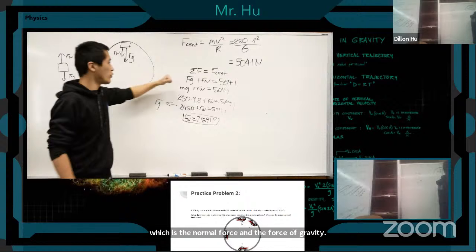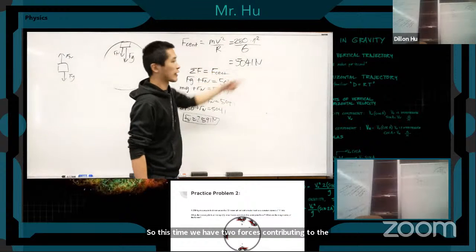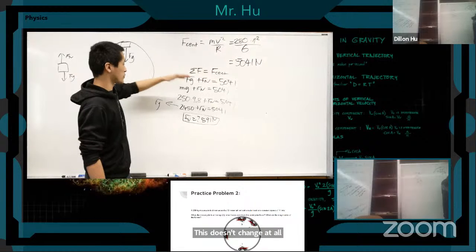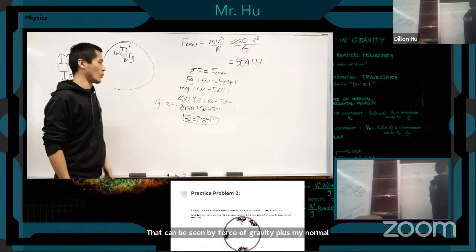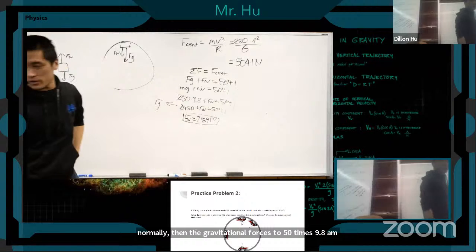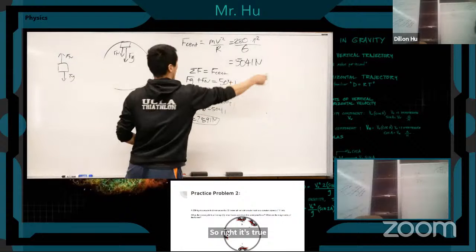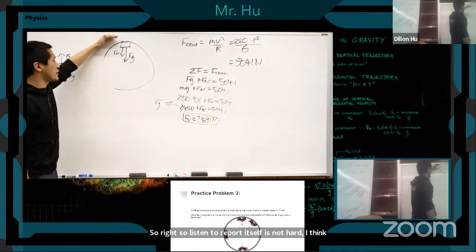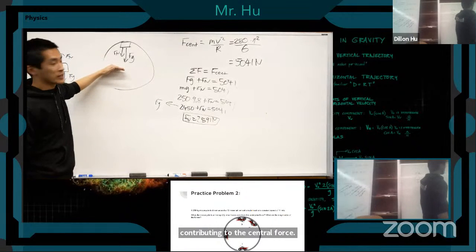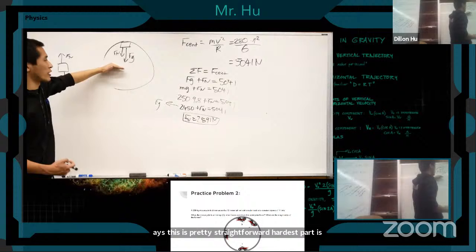So this time we have two forces contributing to the centripetal force, which means that the sum of these two forces should equal my centripetal force, which we found last time. This doesn't change at all. So that basically means my force of gravity plus my normal force should equal 5,041. And then I just solve this normally. The gravitational force is 250 times 9.8. And then my normal force should equal the difference between that. So, right, solving for the centripetal force itself is not hard. I think the hardest part is identifying which forces are contributing to the centripetal force. Once you are able to do that, it's at least pretty straightforward. The hardest part is recognizing what forces are contributing to the centripetal force.